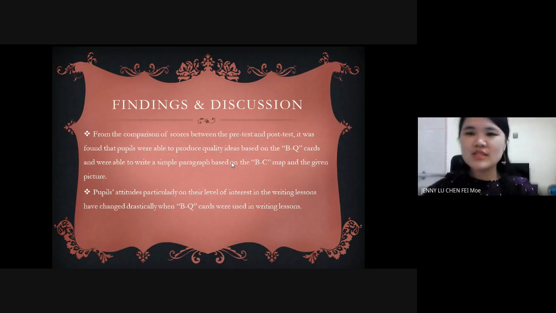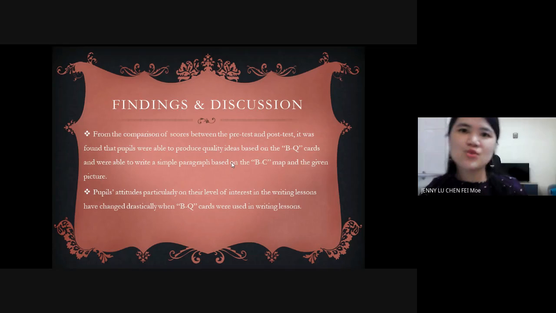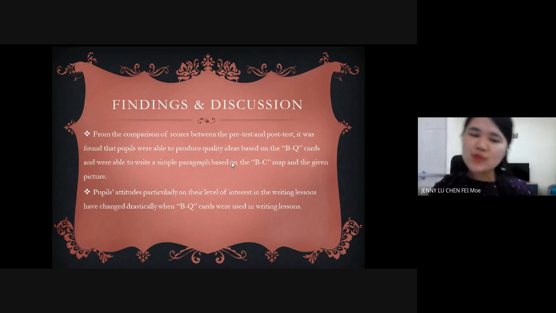So at the end of the day, as a conclusion, I can conclude that the use of BQ cards was very effective in developing pupils' creative ideas during the pre-writing stage, and it was also found to help develop a positive attitude as well as increase pupils' interest towards writing lessons.